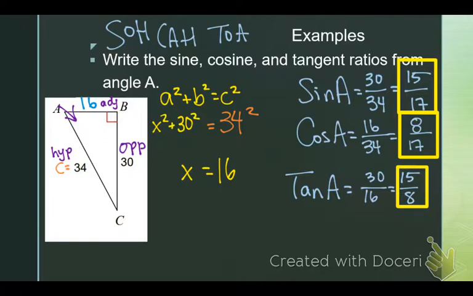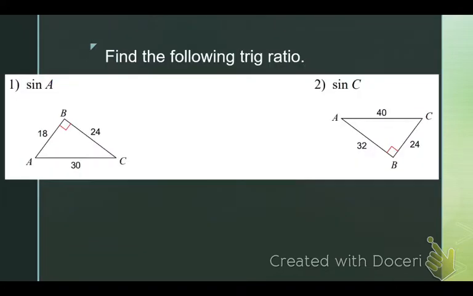So again, on your quiz, you're going to be asked to do exactly this. This is what your quiz is over. Okay? You'll need to be able to find a missing side also. So this is what your homework looks like. It will ask you specifically to find sine from angle A, sine from angle C, so on and so forth. So we're going to start with the first. So from angle A, we're going to label our sides.